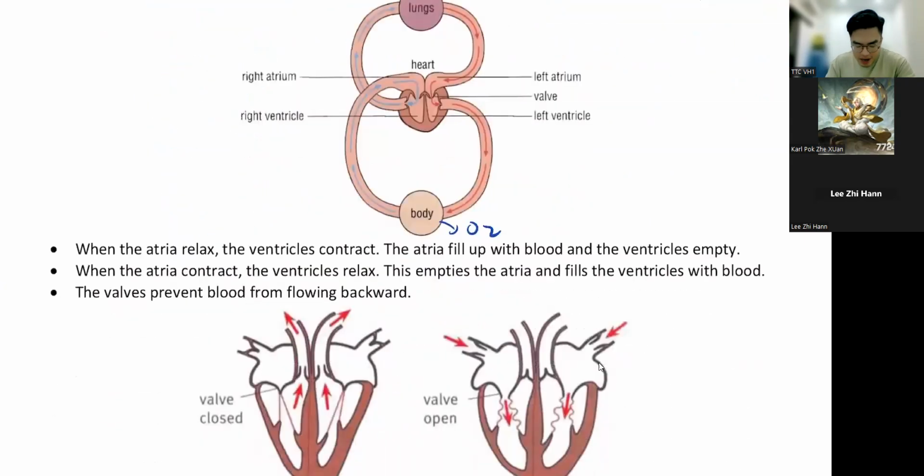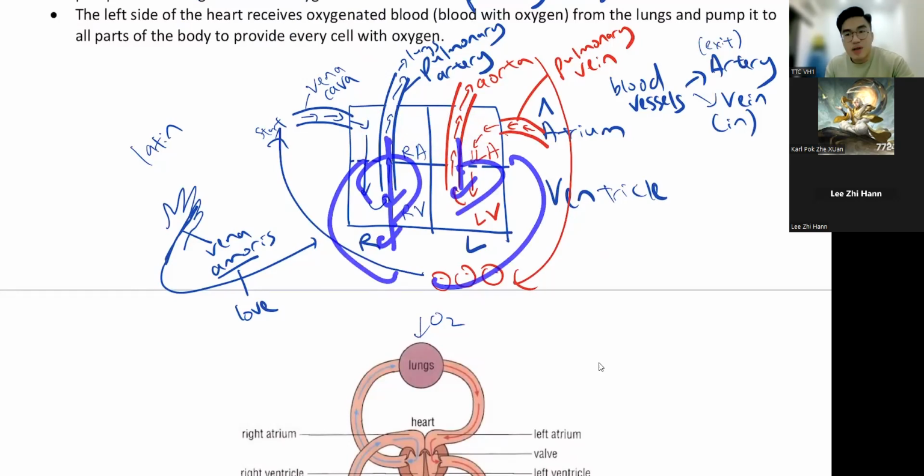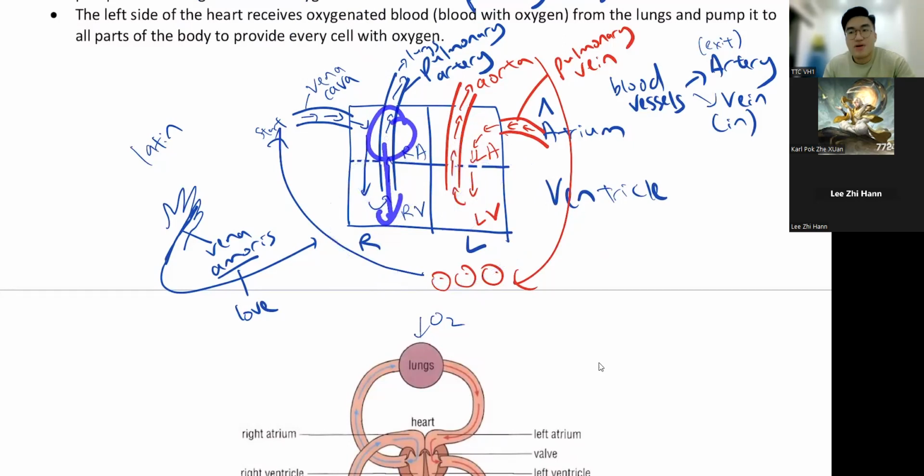And then the second part, when the atria contract, the ventricles relax. This empties the atria and fills the ventricles with blood. So now my atria will contract, they become smaller, and they will push the blood down, and the ventricles will relax to take in blood, right? That means this will push blood down. Okay, you get what I mean? So they work this way. And they have valves.